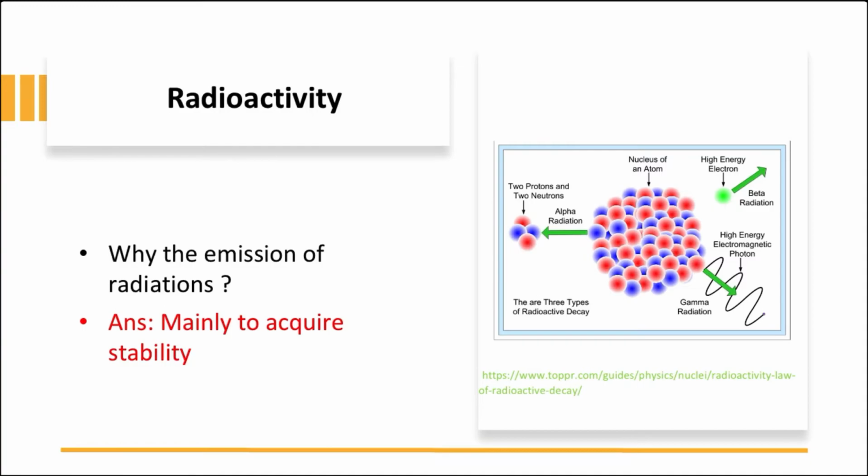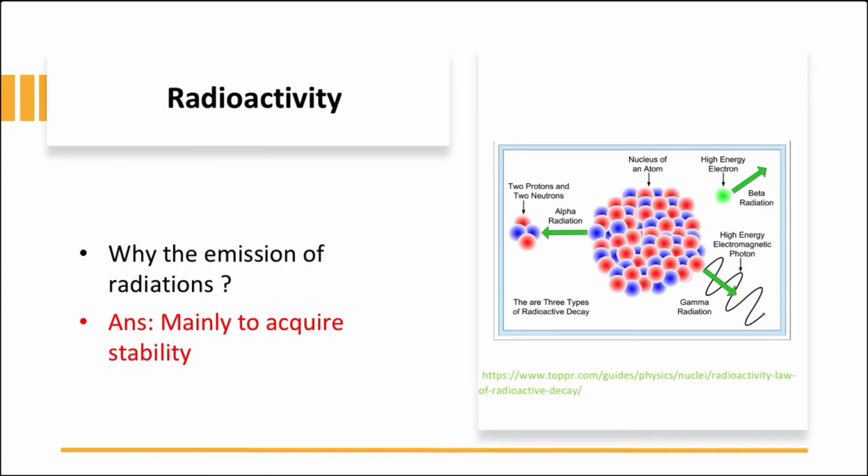So what will it do? Two protons and two neutrons form an alpha particle. Now remember that an alpha particle is nothing but an ionized helium atom. So two protons and two neutrons form an alpha particle and are emitted out of the nucleus in the form of alpha radiations. So what will happen? After some time, the total positive charge will go down. It will decrease, and hence the nucleus may become stable.